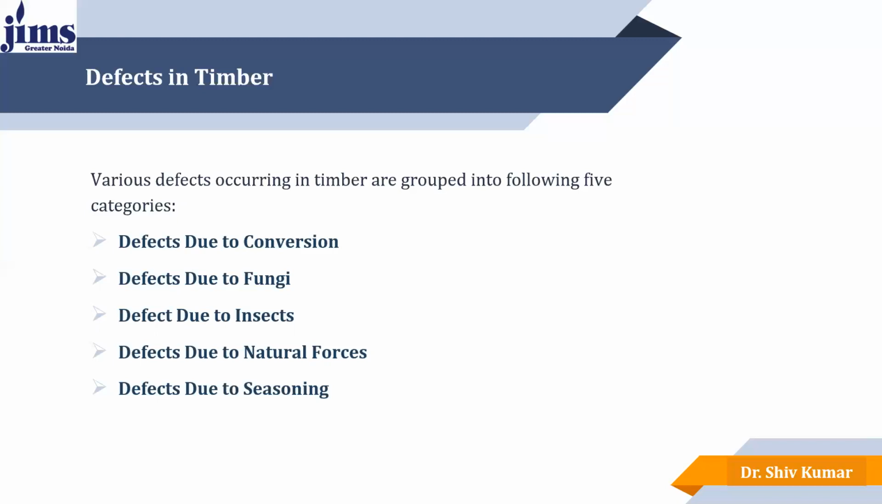First one is defects due to conversion. Conversion is a man-made process. Next is defects due to fungi, due to insects, natural forces, and the last one is seasoning. Seasoning is also a man-made process. So there are three types of defects which are natural in nature and two types of defects which are man-made.